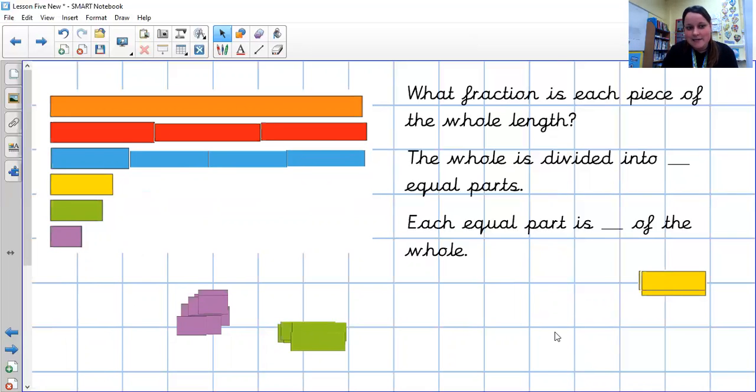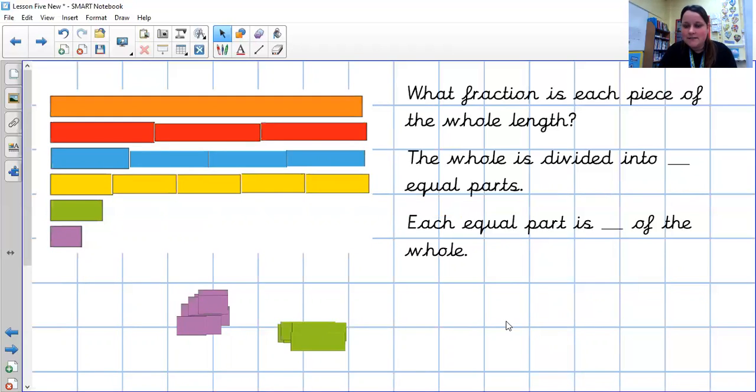Okay, let's have a look at the yellow example. So this time our whole has been divided into 5 equal parts. 1, 2, 3, 4, 5. So the whole is divided into 5 equal parts. Each equal part is 1/5 of the whole.